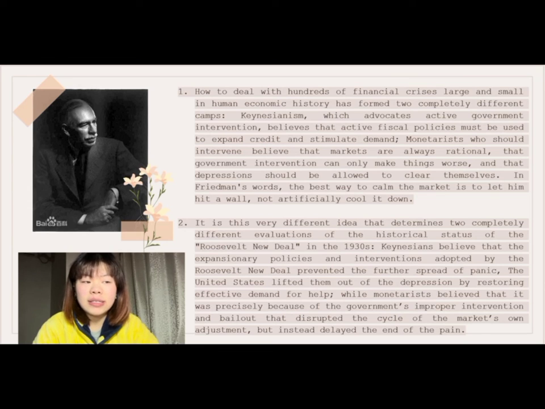The United States did not rely on war-brought prosperity to get out of the cycle, so it was the war that lifted America out of the depression, not the Roosevelt New Deal.